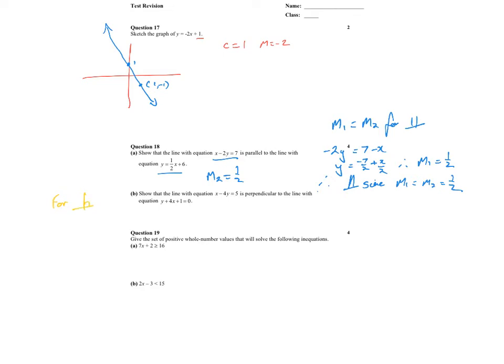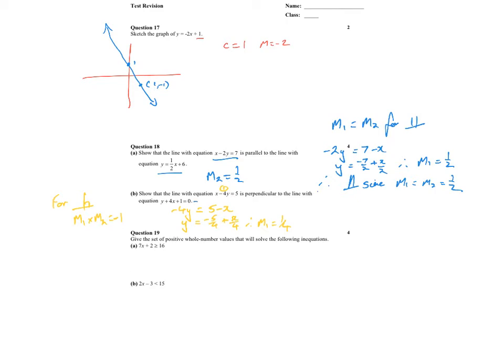For perpendicular, M1 times M2 is equal to negative 1. So I still have to find some gradients. So gradient 1, I get negative 4y equals 5 minus x. Subtract x on both sides, divide by negative 4, y equals negative 5 on 4 plus x on 4. Therefore, the gradient of that line is equal to 1/4.